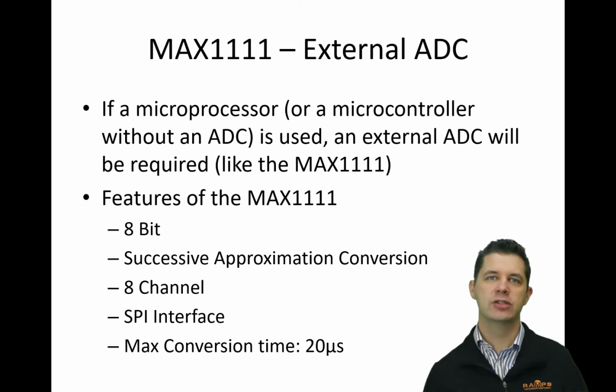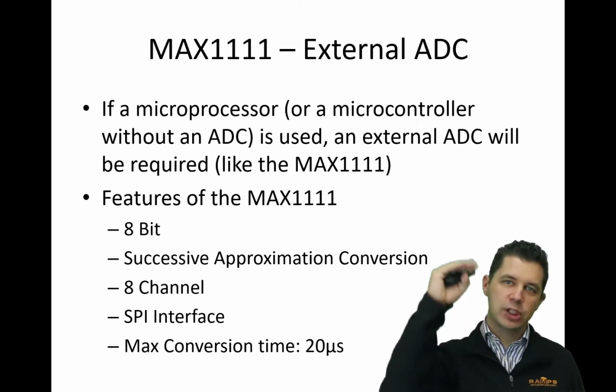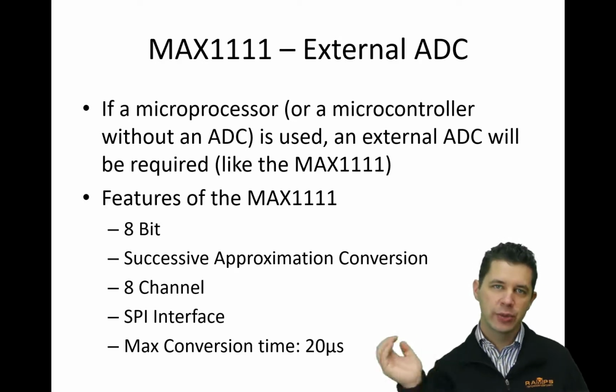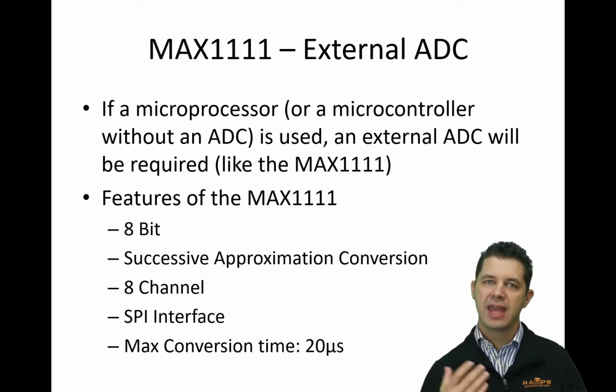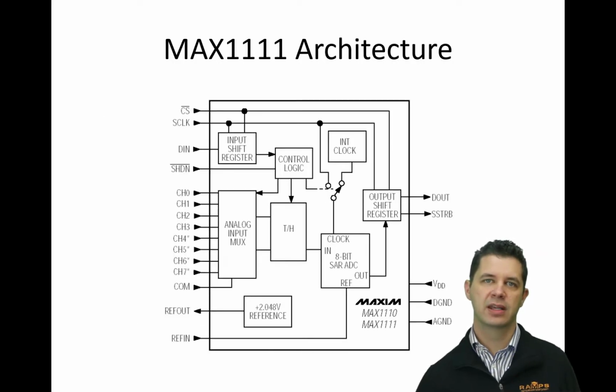In terms of looking at the features of the MAX1111, we've got an 8-bit conversion that we're performing. So 256 different voltage levels that we can encode. Successive approximation converter, so it's that binary search style one. It's 8 channels, so we can have 8 inputs into it. SPI, serial peripheral interface, that we're interfacing with it. And our maximum conversion time, which because it's a successive approximation converter is our standard conversion time, is 20 microseconds. So reasonably fast conversions that are happening here.